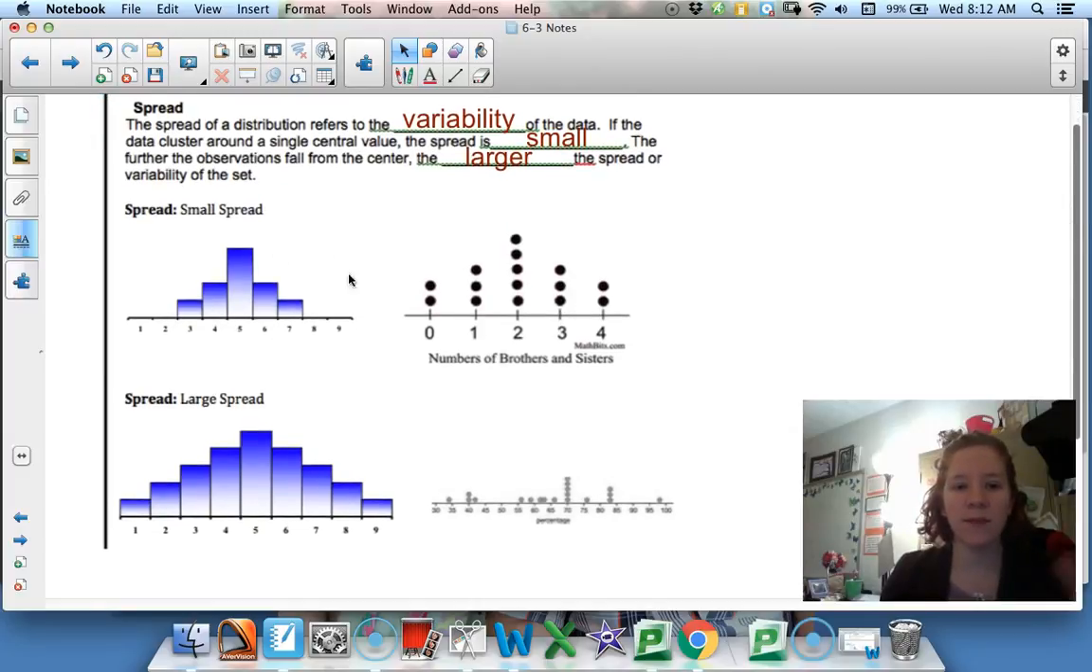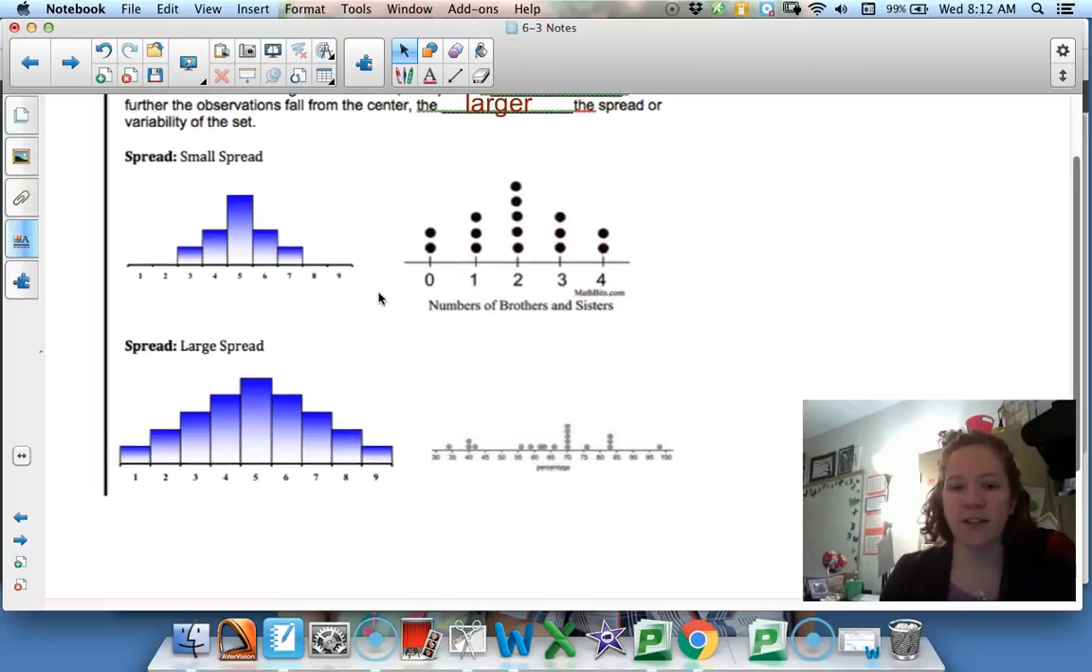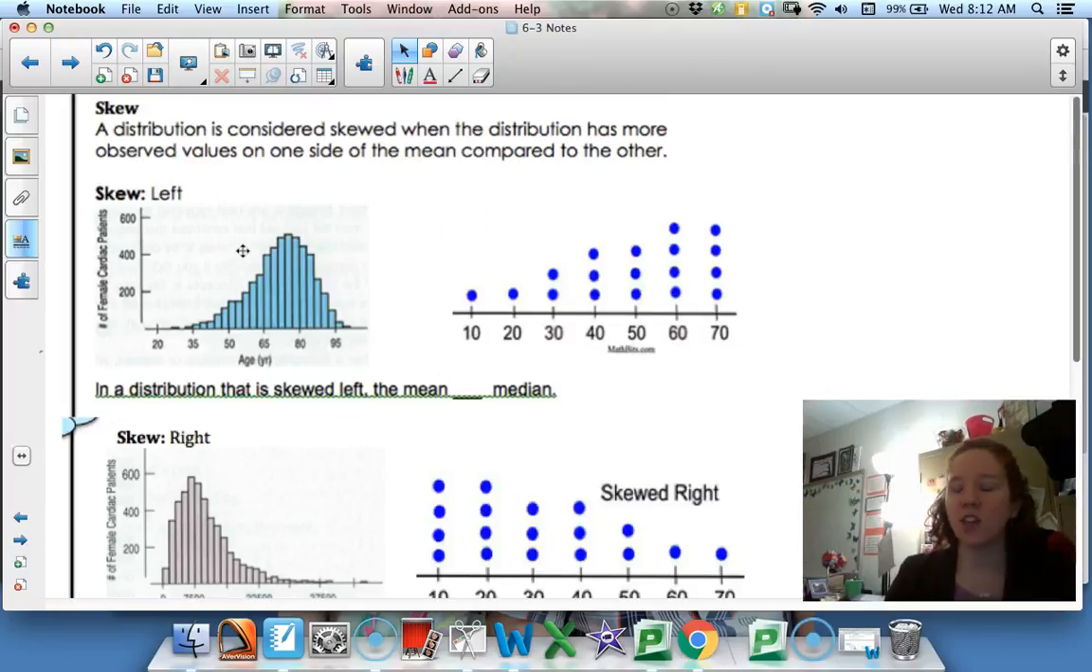So here are some arbitrary examples. These are all really close to their median here, whereas these are really spread apart and it's harder to see what that median would be. Here you can tell what the median is going to be, but still it's more spread out, so that's a larger spread.